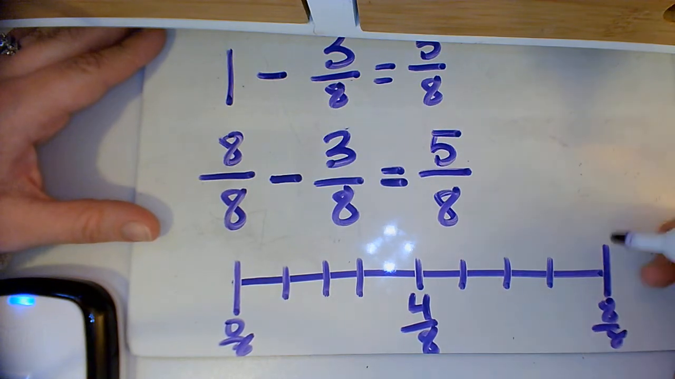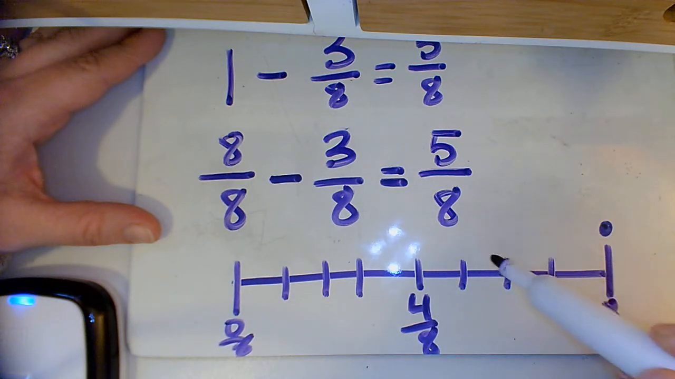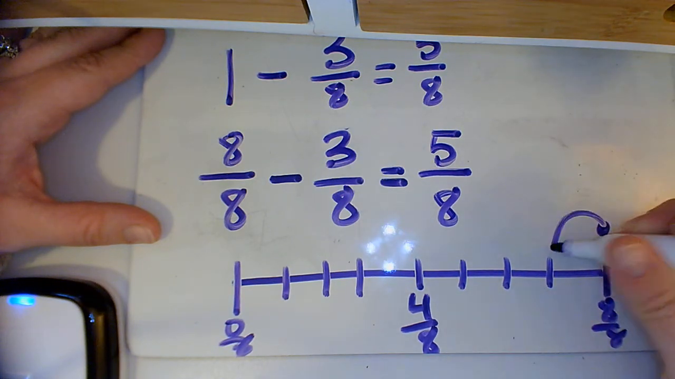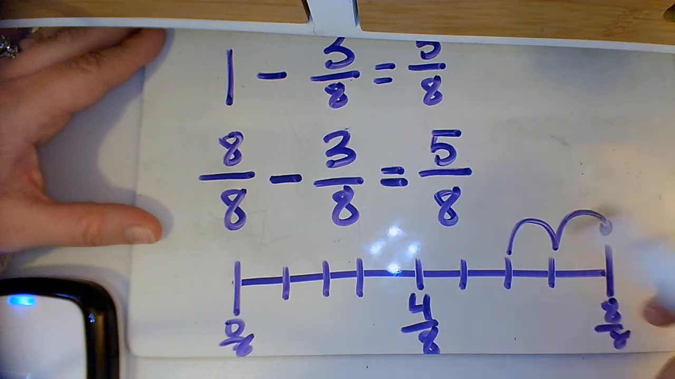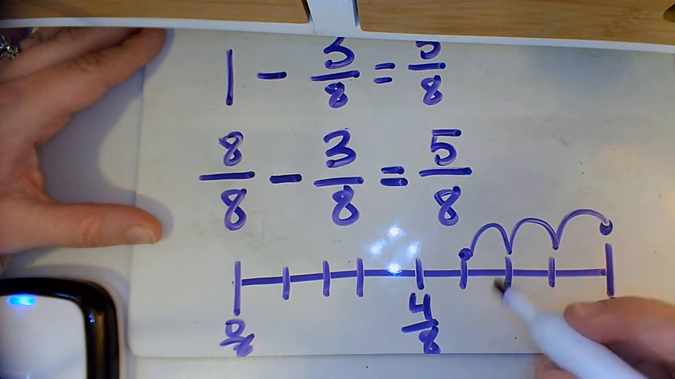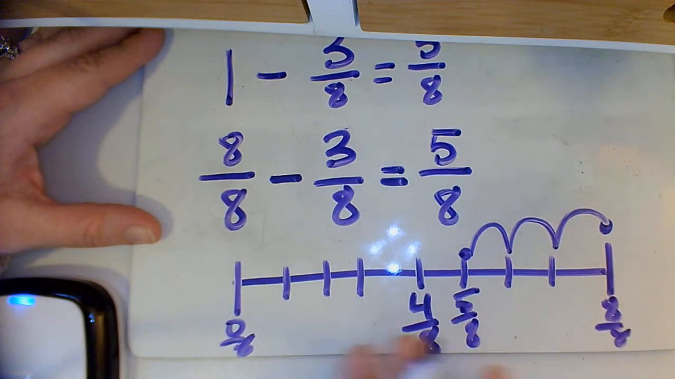Okay, so we started at 8 and we subtracted 3. So I'm going to count back 3 times, because that would be taking away 1/8 at a time. So we would go 1, 2, 3. So our answer is 5/8. So this is just that visual.